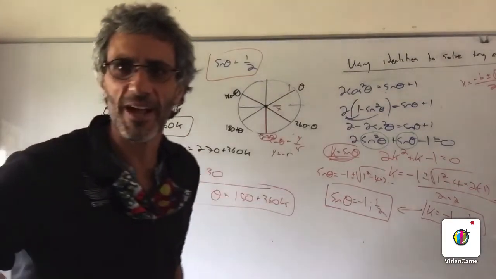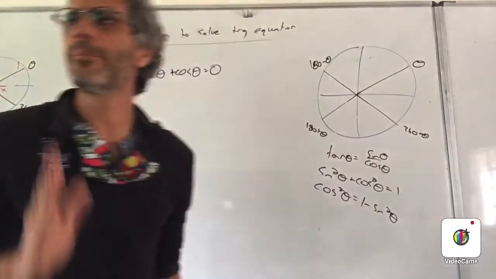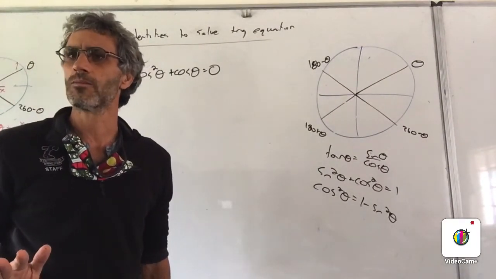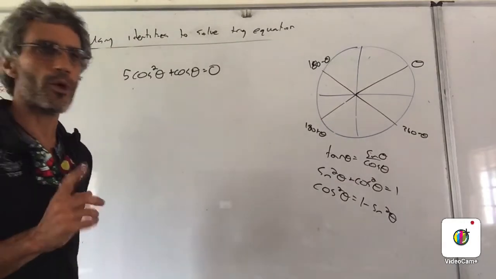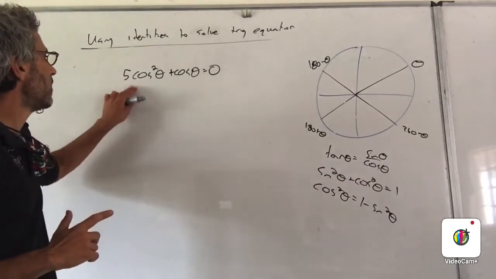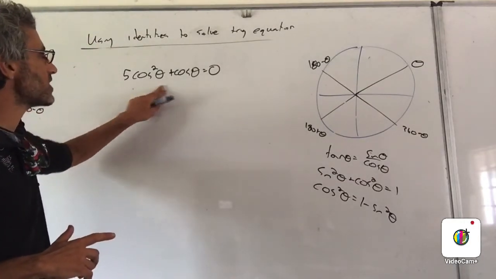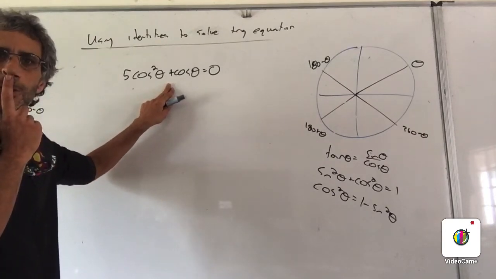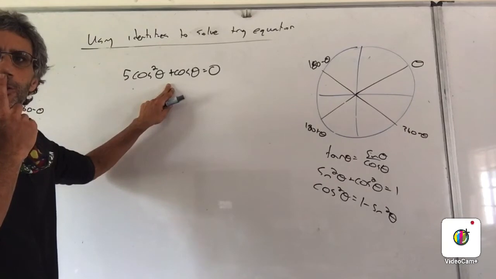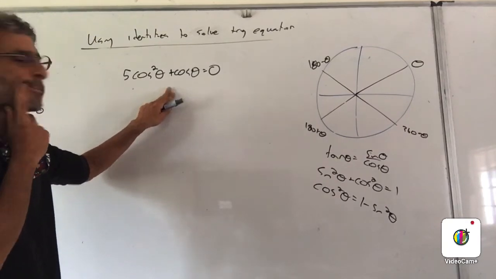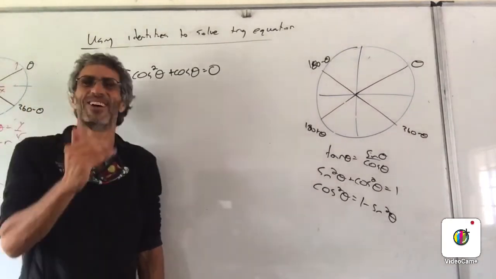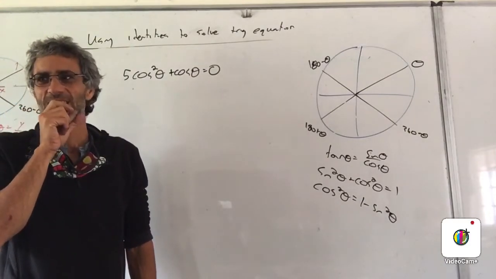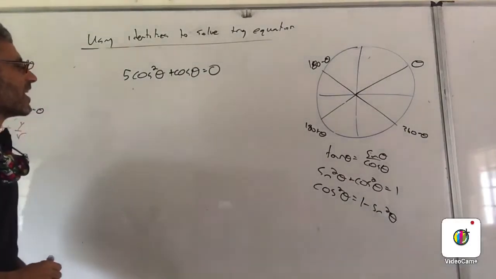Right, I'll pause here. This last example, I'm not going to solve it all the way, just going to get it started. Because you can do a really not clever move here. 5 cosine square theta plus cosine theta. What do you reckon we should do? Divide by cos? No. Because then we get 5 cos plus 1. Yeah, it's okay.